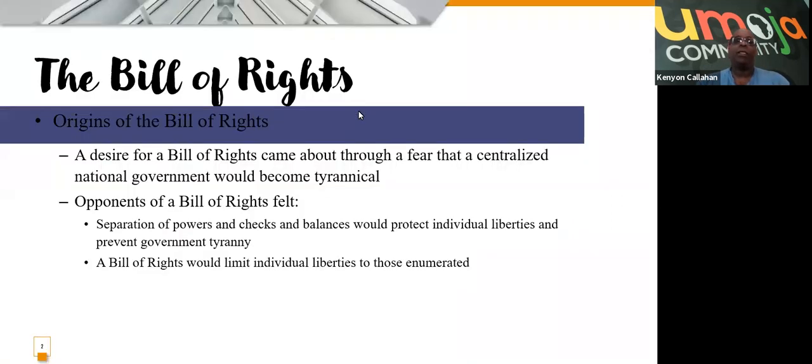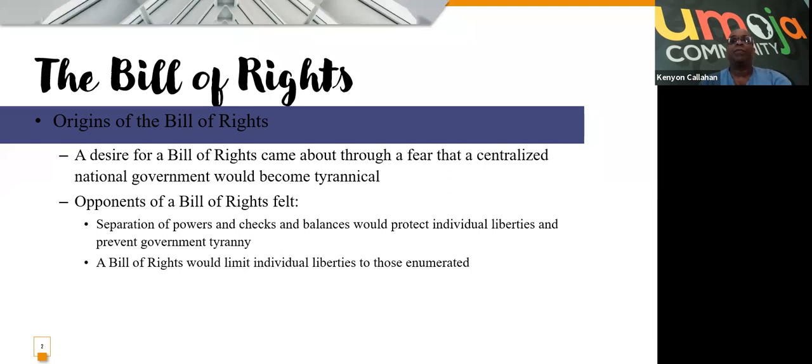As we go through this lecture, we're going to hit on the origins of the Bill of Rights. There were some who wanted a Bill of Rights because they were scared that having a centralized government would somehow turn tyrannical. There were those in our society at the time who thought having a Bill of Rights would protect from this concept of a tyrannical government.